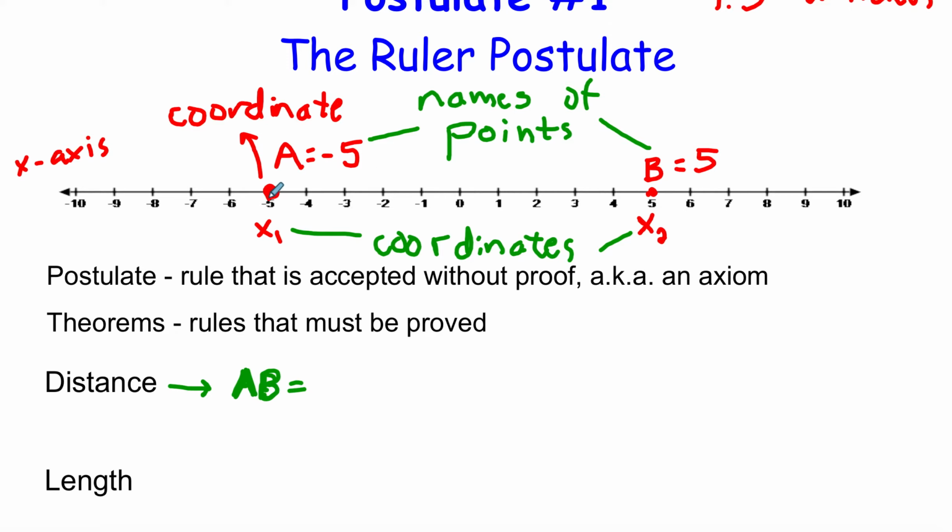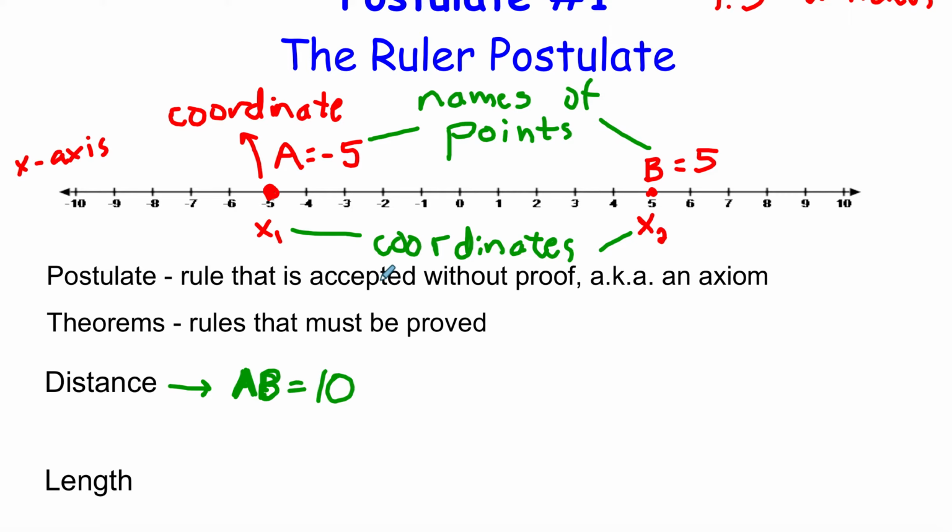So I'm going to start at -5 and I'm just going to count. 1, 2, 3, 4, 5, 6, 7, 8, 9, 10. So AB, the distance between points A and B is 10, right? So remember, this means the distance between points A and B, and we know that that is 10. So AB is 10.